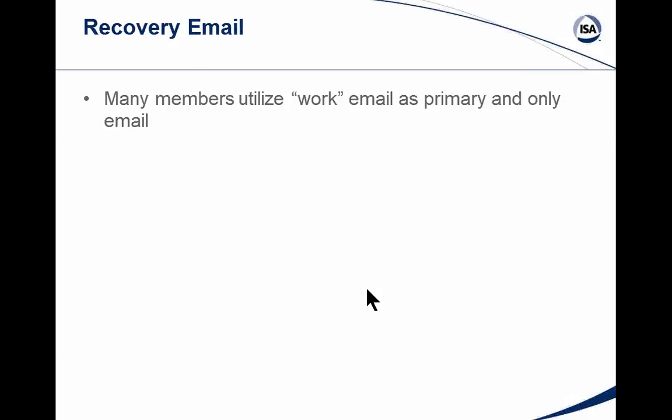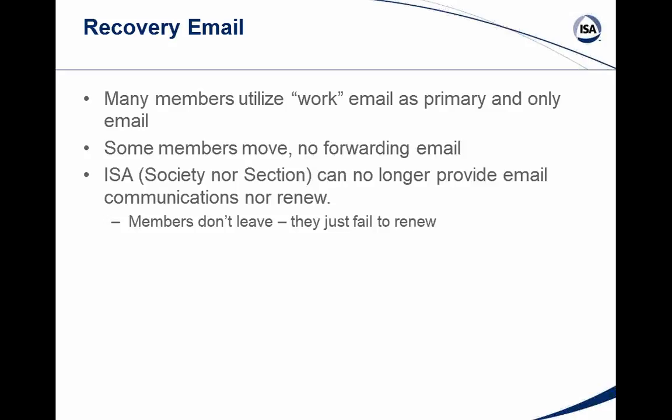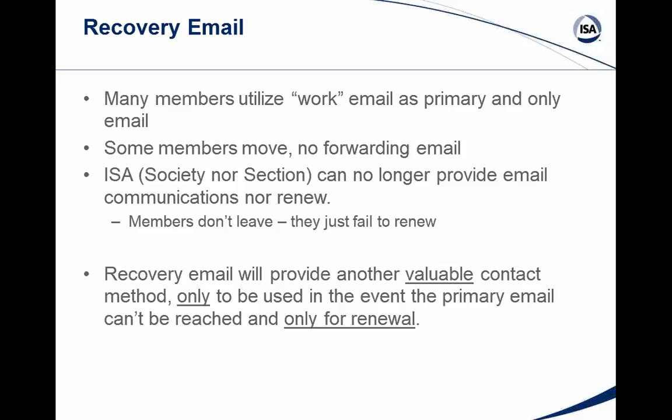So the next thing I'd like to talk about is the recovery email. The recovery email program comes from the fact that most people utilize the work email as their primary and only email. Some members move, and they don't leave us any forwarding email, so the society nor the section can provide email communications, nor can even renew the member. And it's been said most members don't leave, they just fail to renew. So the recovery email will provide a really valuable method that is only to be used in the event that the primary email can't be reached. And so this provides that secondary address.